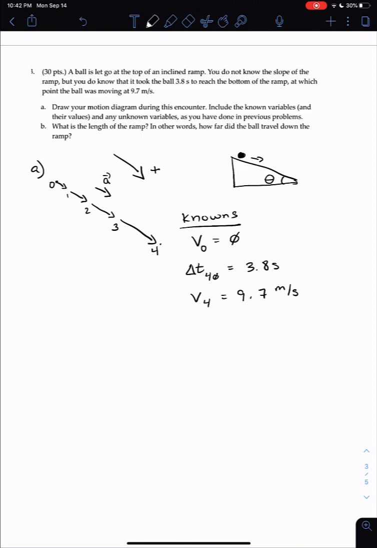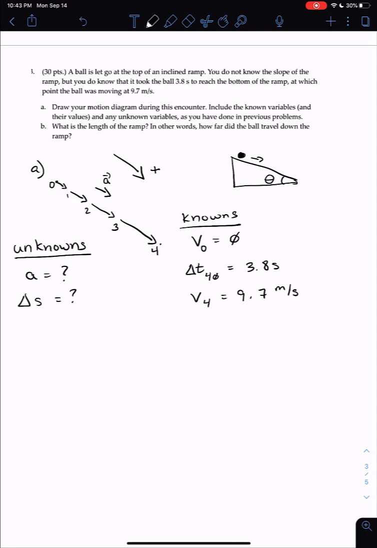So what are my unknowns? I don't know what the acceleration is. I do know what its direction is, but I don't know what its magnitude happens to be. And I don't know how far it traveled, meaning I don't know how long this ramp is. And because it's a ramp, I'm going to use s as my distance variable instead of x or y. I often personally like to use s when it's ambiguous or if it doesn't really matter. So I have my problem set up.